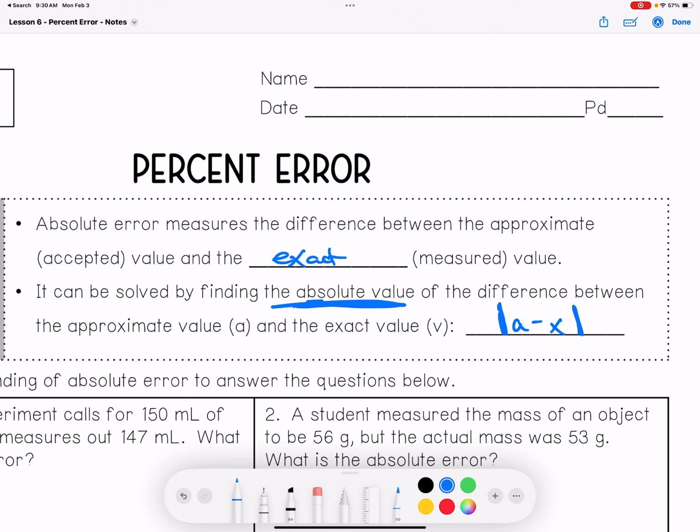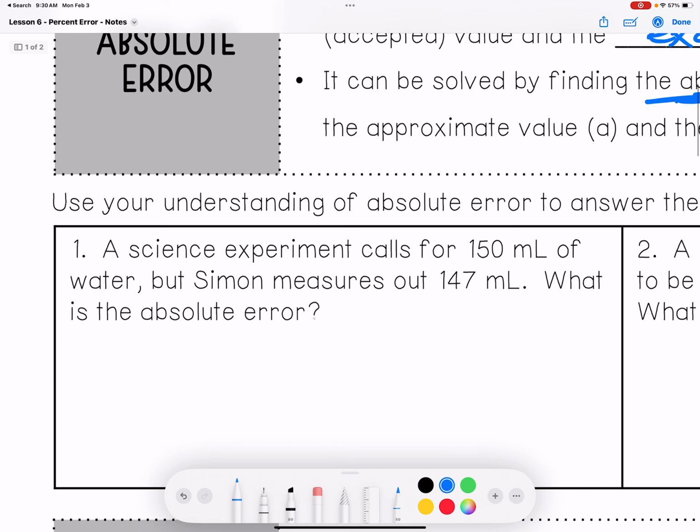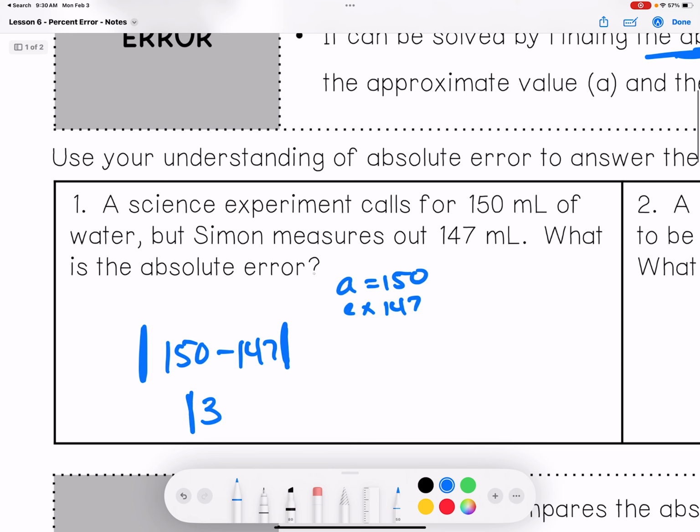All right, not very difficult, so let's go down here and solve it. A science experiment calls for 150 milliliters of water, but he actually measures out 147. So the approximate was 150. The exact was 147. So all we need to do is do absolute value, 150 minus 147 equals absolute value of 3, which is 3 milliliters. Okay, not very difficult.